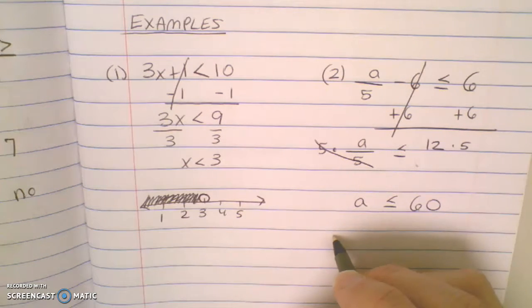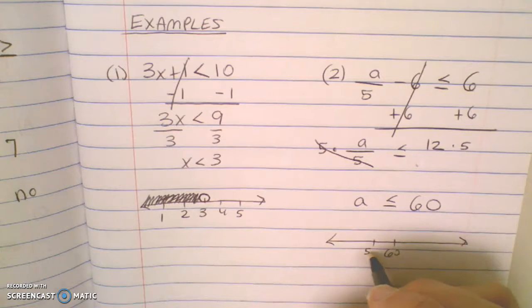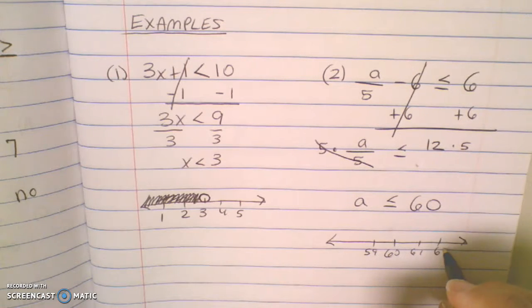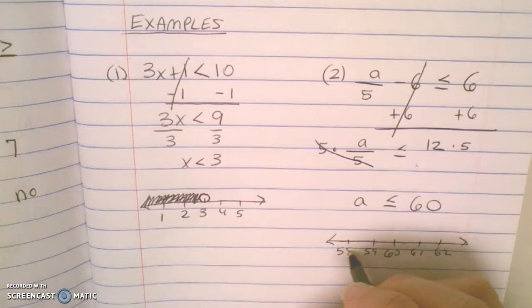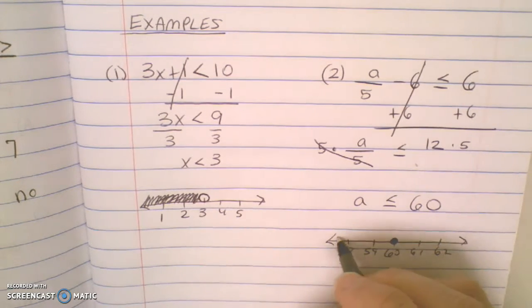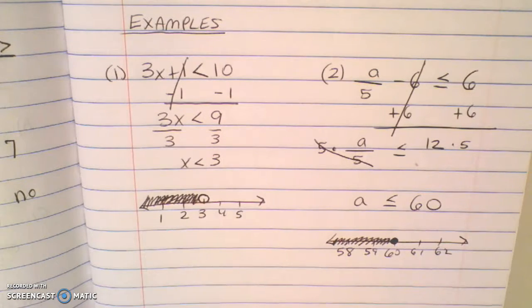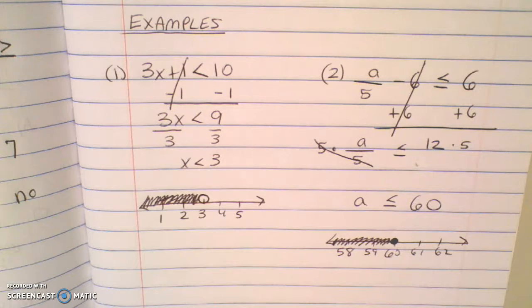So I can make a little number line. A line underneath that means it's a closed circle. And then I'm going to shade everything less than or equal to 60. Let's look at two more examples.